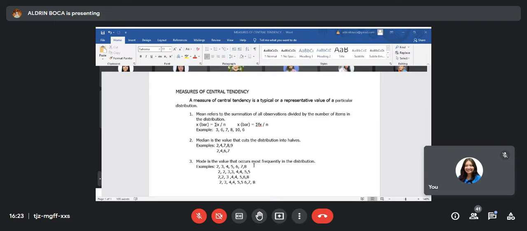Pwede ba yon na ang isang distribution ay walang mode? Yes. Okay? Pwedeng ang isang distribution walang mode. Pero, you can still compute for the mean and the median of that distribution. Okay? You understand? Yes. Kaya nga ang mode ang weakest among the measures of central tendency. Ito yung hindi pinaka-dependable value ng measures of central tendency para gamitin mo mag-interpret.